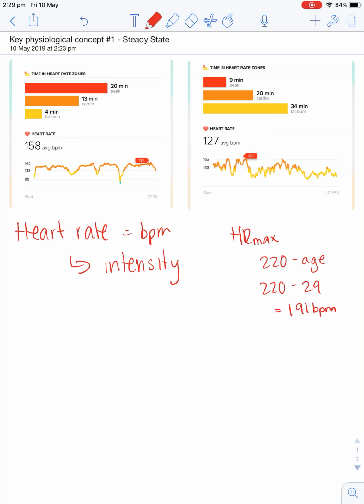Now, these two graphs that we have here, number 1 and number 2, one of them represents me playing netball and the other one represents me going for a run. So I'll give you some time to have a think about which might be which, and we'll revisit that later on.